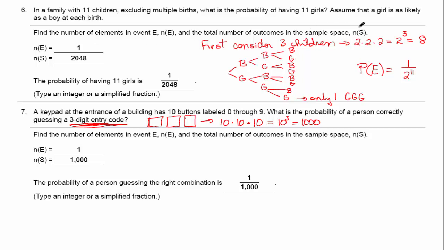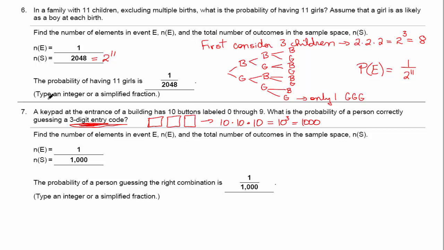Now for 3 children, think of it as 3 boxes here. Each box has 2 outcomes. So 2 times 2 times 2, which is 2 cubed, is 8. So in our case, with 11 children, this number is 2 to the 11th power. And since there's only one way to get all girls, it's 1 over 2 to the 11th.